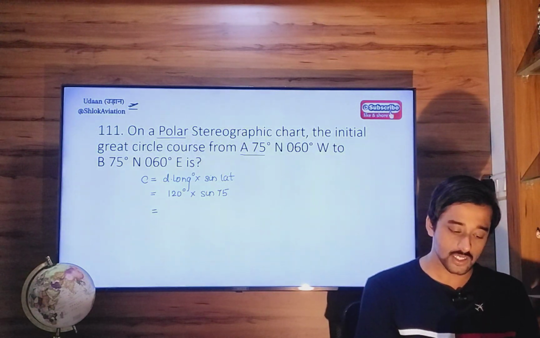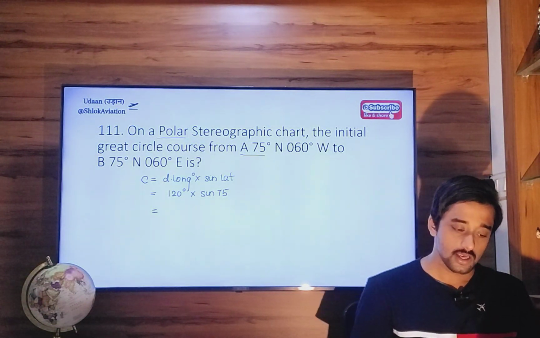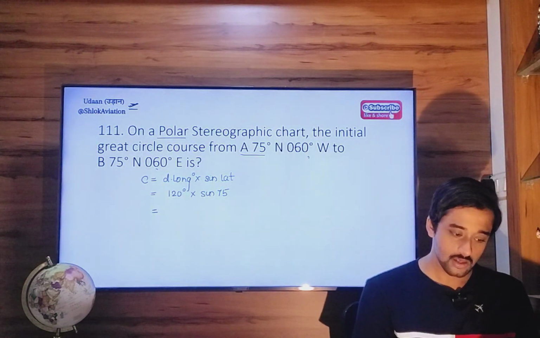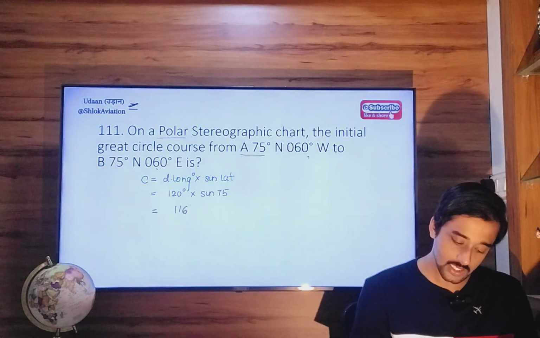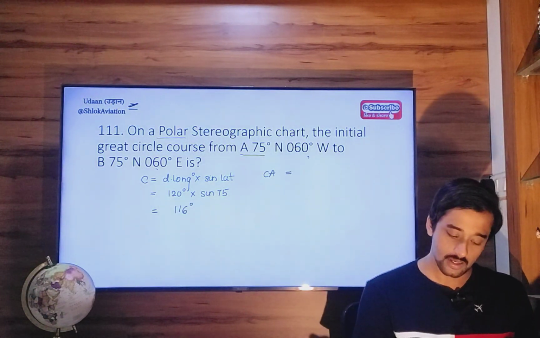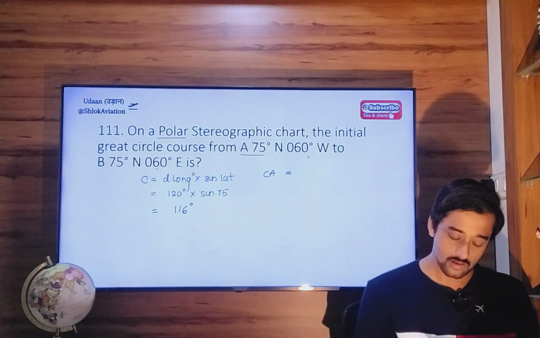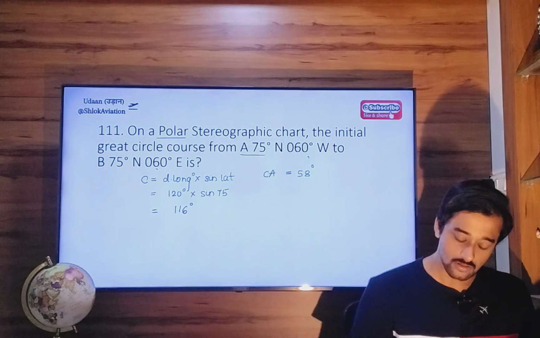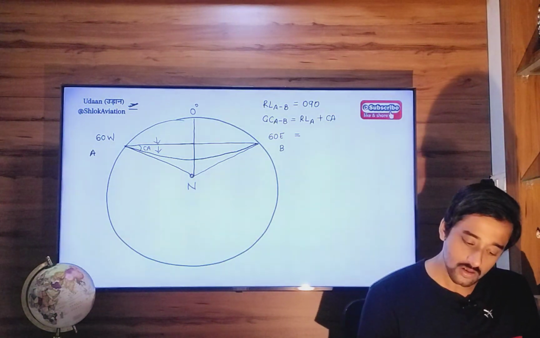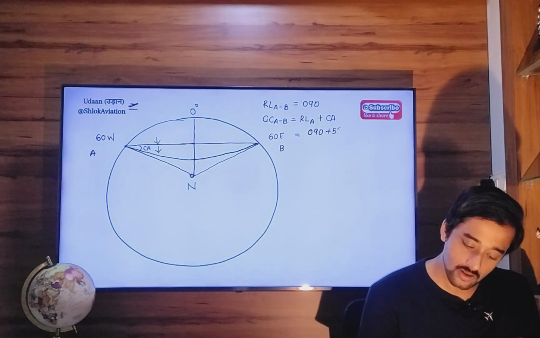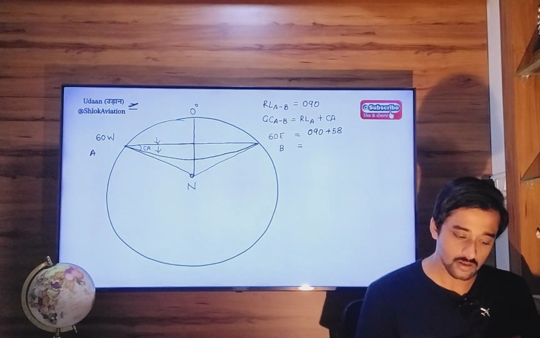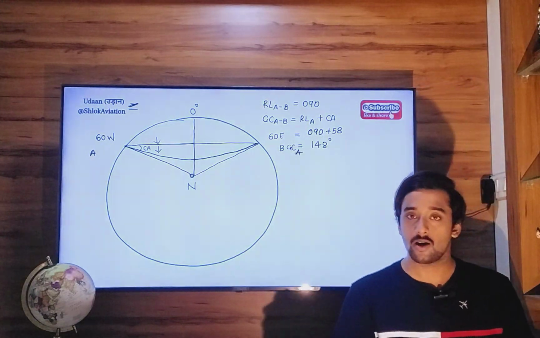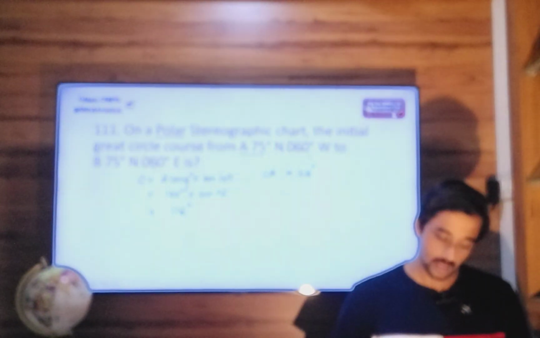So 120 into sine 75 is 116 degrees. So convergency angle will be 116 by 2, 58. 090 plus 58 is 148. So great circle track from Alpha to Bravo is equal to 148 degrees.